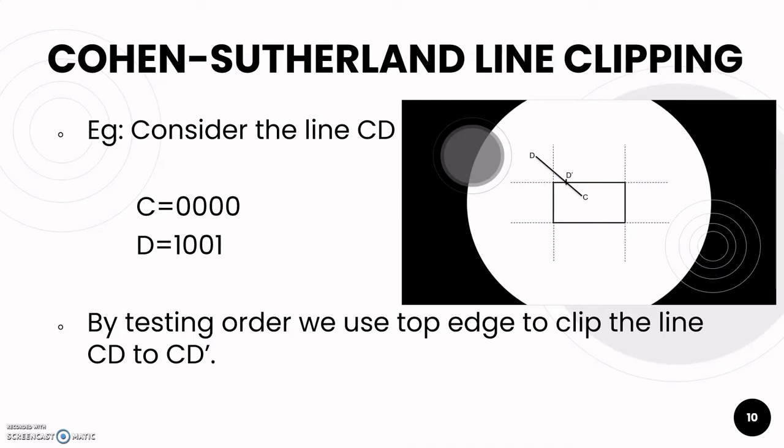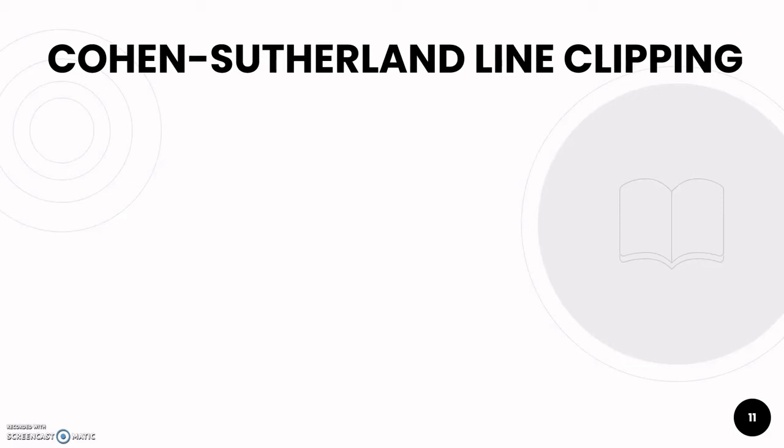So we clip it at D dash. Since D is outside the clip rectangle, we clip it at D dash on the clip rectangle. Now the code of D dash is 0, 0, 0, 0. When we find the logical AND of both, we get a value of 0. Then in the next iteration, we apply the trivial acceptance and trivial rejection test to the line CD dash, and CD dash is trivially accepted and displayed. This is one example.